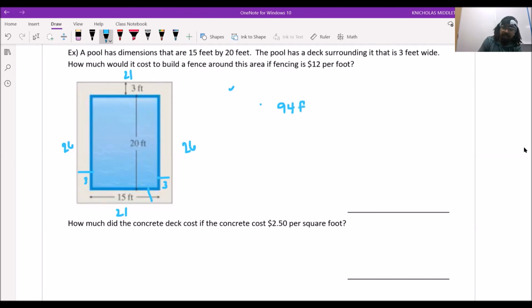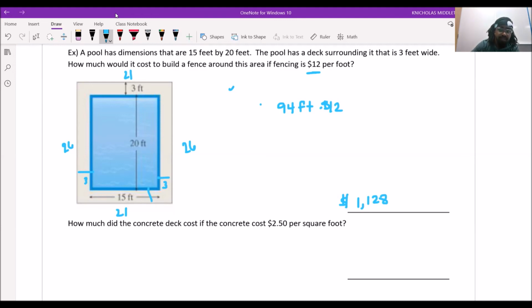Again, we want to make sure that we're answering the question. Our question says, how much money would it cost? So $12 per foot, so 94 times 12, $1,128 for that fence around our pool. All right, again, math there is not complicated. Just making sure that we stay organized and answer the question as they asked it.